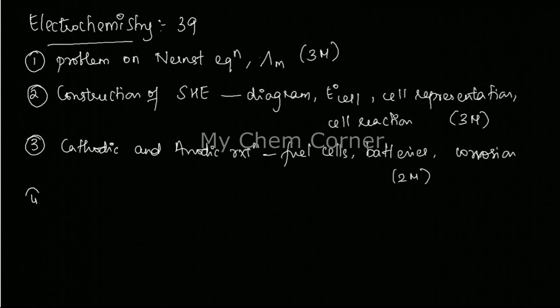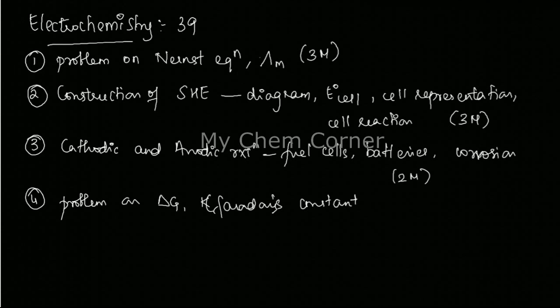Now, apart from this, you can also have problems on delta G and K. But these are the problems where your Faraday's constant is involved, right? The Faraday's constant. So you can use the F value. You can get problems on these, which is another set of questions for a 2-marker. These come from the Nernst equation. So from there you have another two sets, so they can also be asked over here.